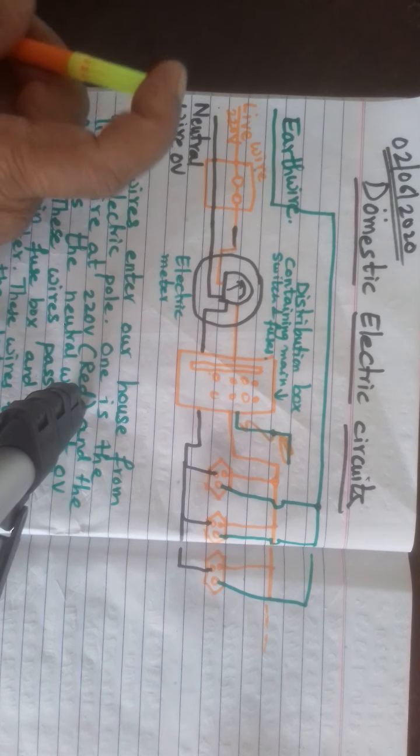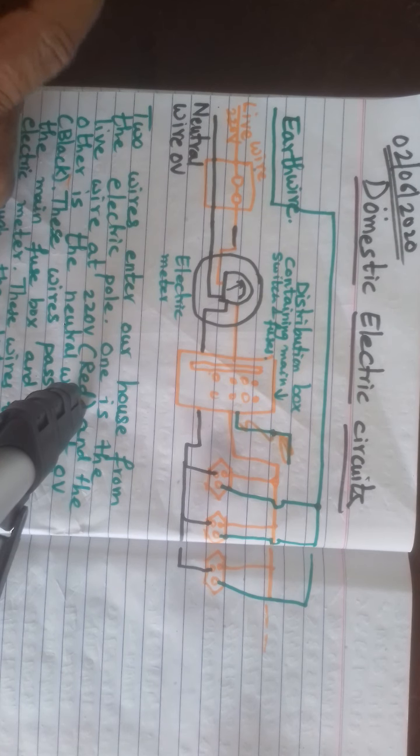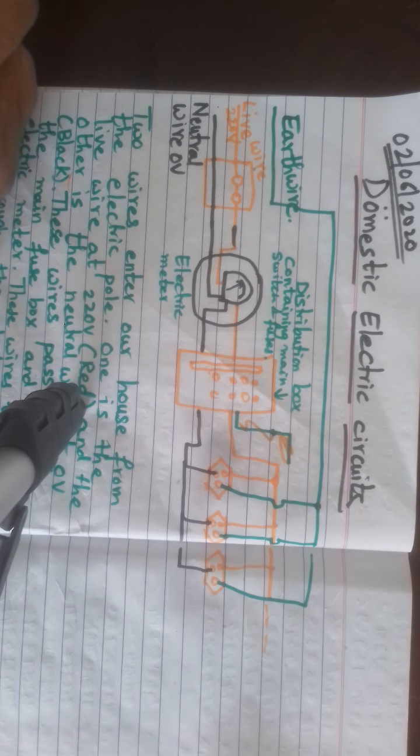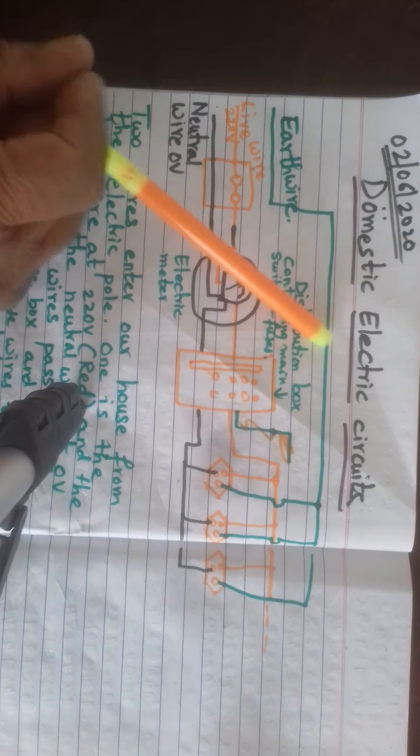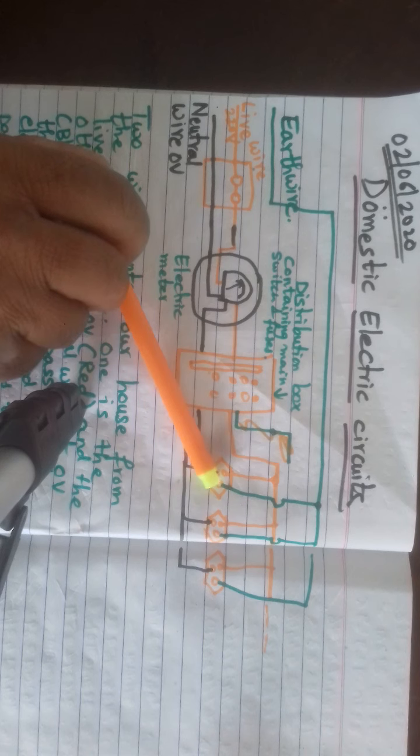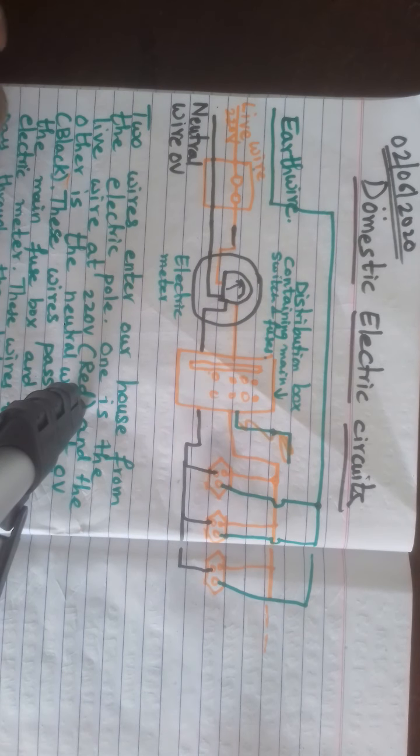The main function of the earthing is to bypass the leakage currents to the ground or to the earth, thereby preventing shocks. This earth wire is usually green in color and it is connected to the third pin, which is a bit larger. And the main function of the earthing wire is to bypass the leakage currents which may give a shock, thereby preventing electric shocks.